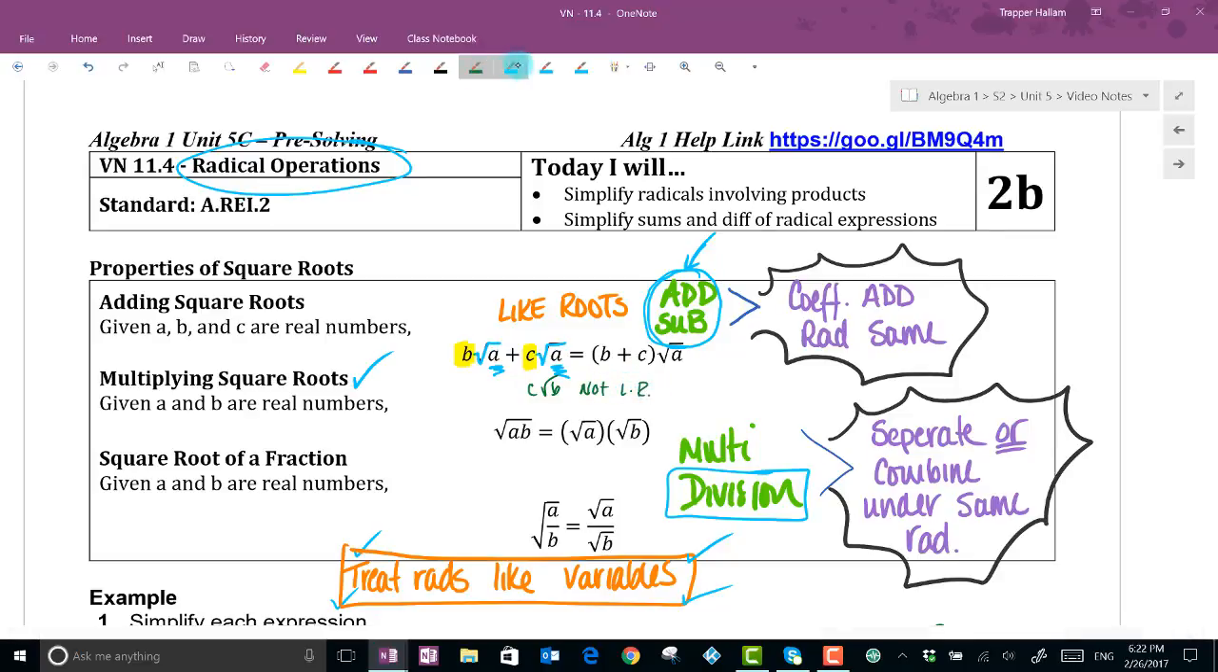So we don't want to do that. So that's really what we're going to look for: combining radicals that have the same value underneath the radical sign and then adding the coefficients. So coefficients add, radical stays the same. There's a quick little summary of that.